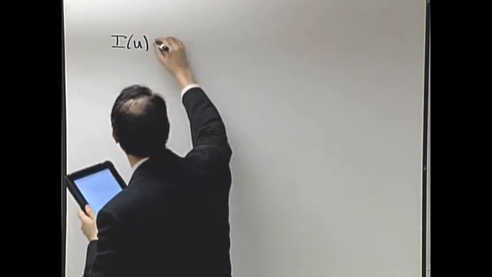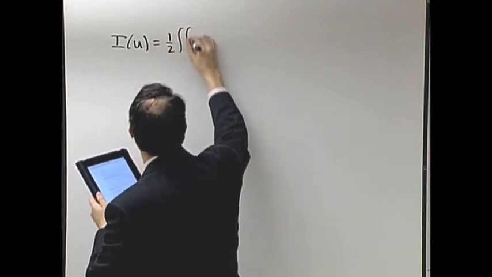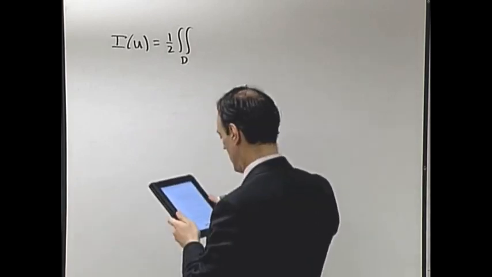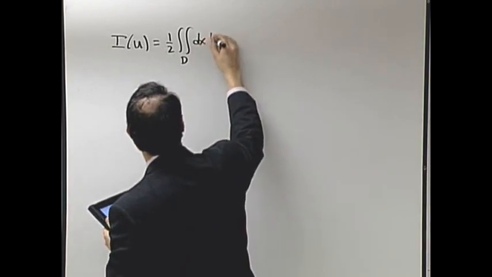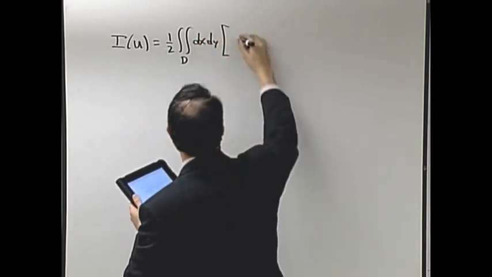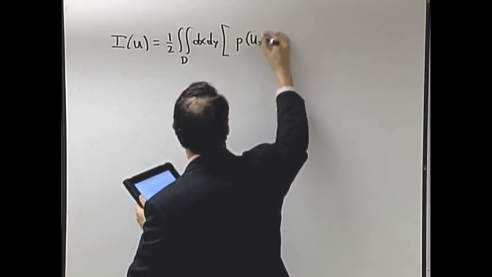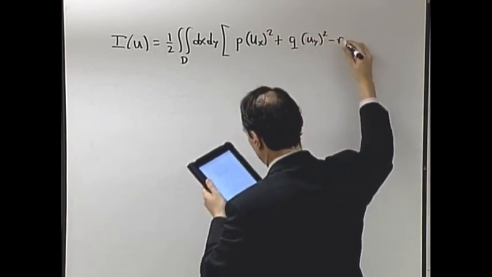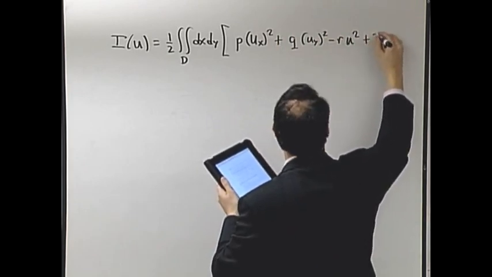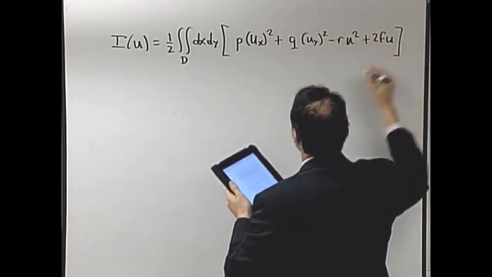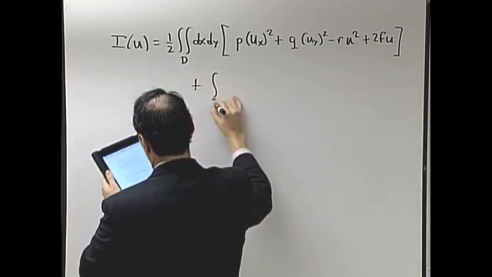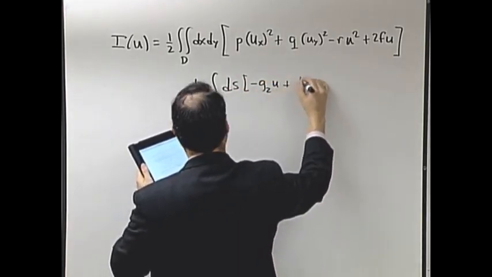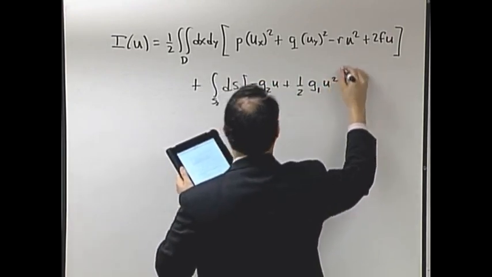It's going to look like the following. 1/2, it's a domain now of 2 dimensions. We're going to basically integrate over this kidney bean. Okay? So you have dx, dy, and what my integrand is the following: p u of x squared plus q u of y squared minus r u squared plus 2f u, plus boundary term s2 ds minus g2 u plus 1/2 g1 u squared.